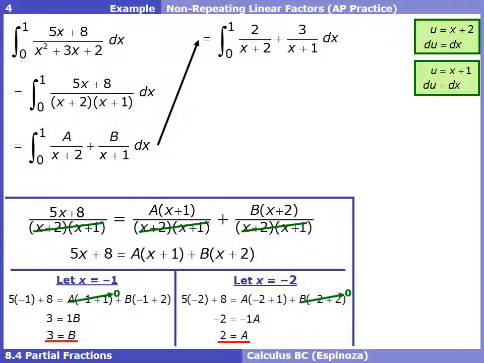u is equal to x plus 1, so du is equal to dx. So there's no extra numbers we have to introduce into our integral to account for. So then what's the result going to be? Well, the result's going to be 2 ln|x plus 2| plus 3 ln|x plus 1|, and be careful here, no plus C. We're evaluating a definite integral, so we'll put that bar notation from 0 to 1.